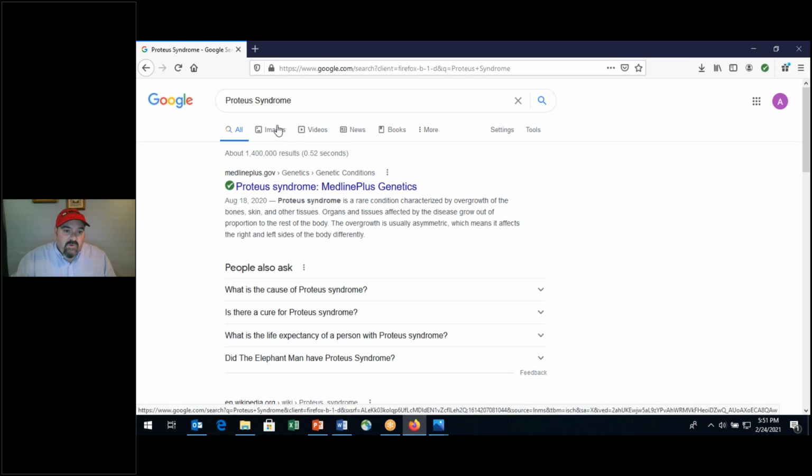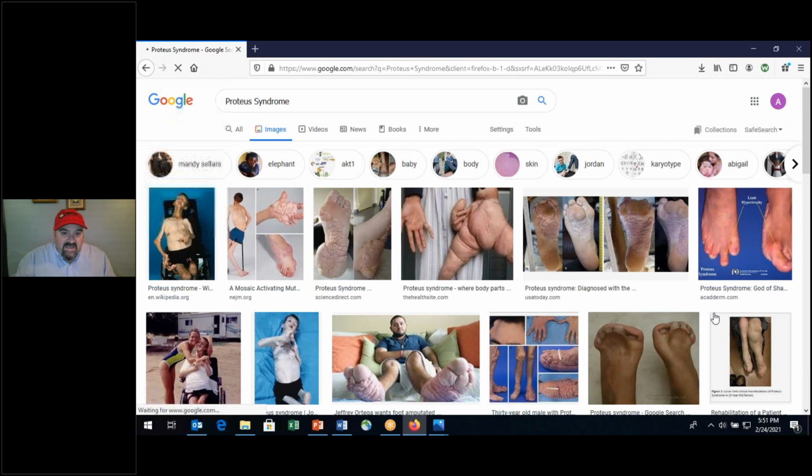And what goes on regarding Proteus syndrome is that there is pretty much a strange event that occurs within the body that causes abnormal growth of certain parts of the body. And really, it can be quite devastating, folks.